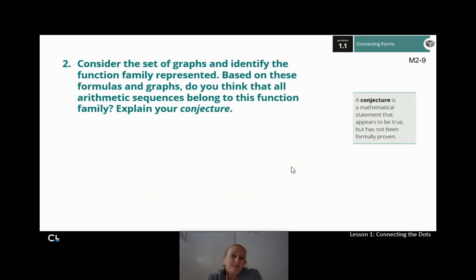Looking at these lovely graphs that you just dealt with, the set of graphs, I'd like you to identify the function family represented here. So based on all these formulas and graphs, what do you think? Do all arithmetic sequences belong to this function family? Go ahead and hit pause, jot down your thoughts, and then hit play when you're ready to check your work.